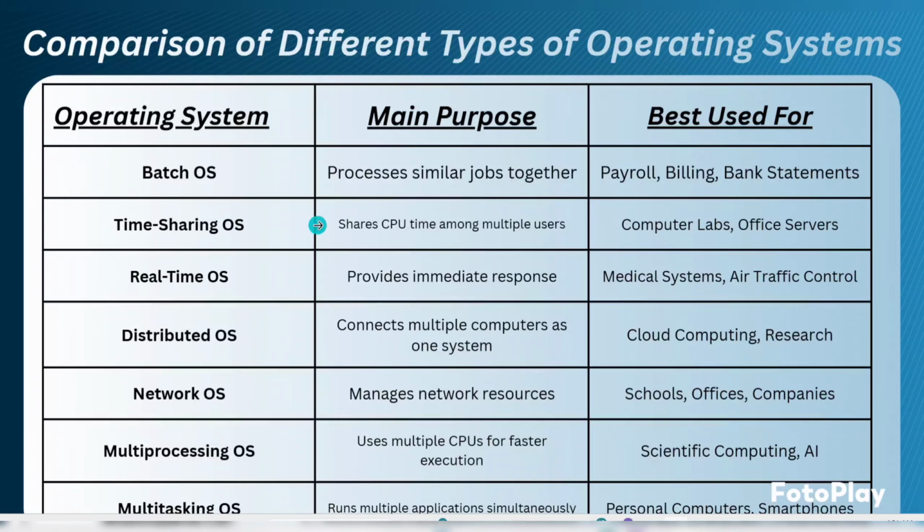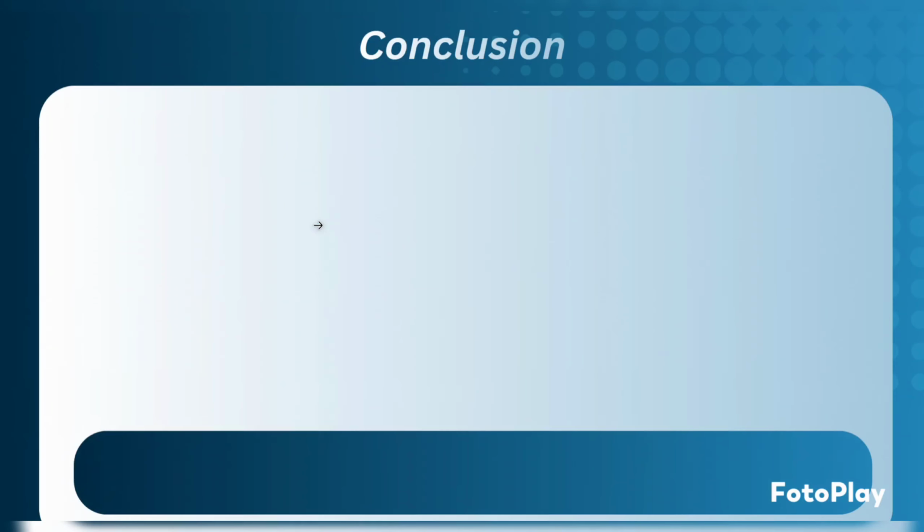Multiprocessing operating system uses more than one processor to perform tasks faster. It is used in scientific research, AI, and high performance computing. And lastly, multitasking operating systems allow you to run multiple applications at the same time. This operating system we experience every day on our laptops and smartphones. Although all these operating systems have different purposes, their common goal is to improve performance, efficiency, and usability of computer systems.